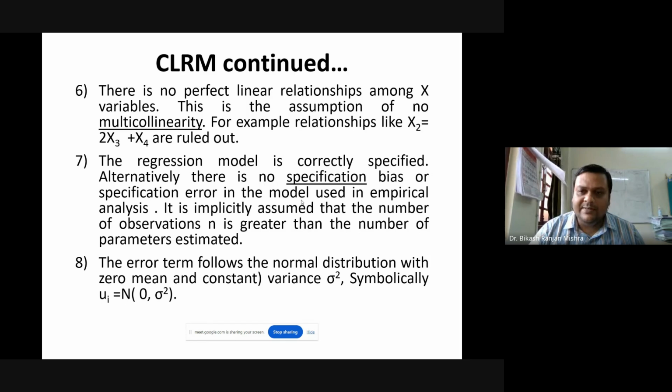If any specification problem arises, then the CLRM property will be violated, and whatever the outcome may be, there is a possibility of biasedness, or inconsistency, or several other types of econometric issues arising. That's why the property says that there should not be any specification bias. Whichever specification is the best one should be properly spelled out.